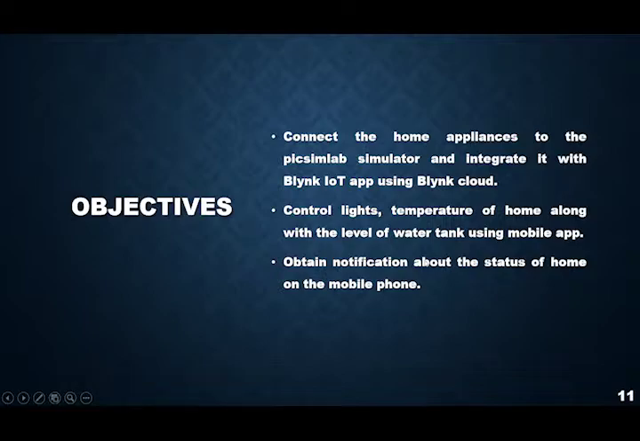How did we control and integrate through the Blink IoT app? Whenever a peak is found, we get a notification in our mobile Blink IoT app, and through that notification we can be alert and do the basic function which we need to do to control the temperature or control the lights.